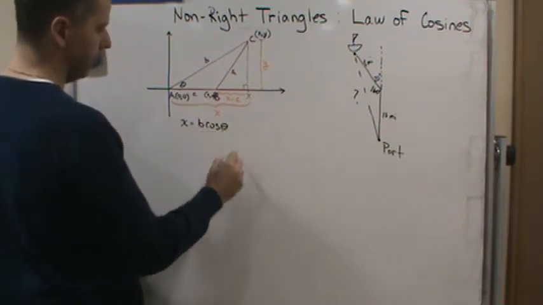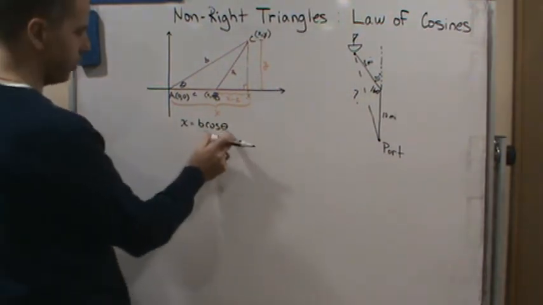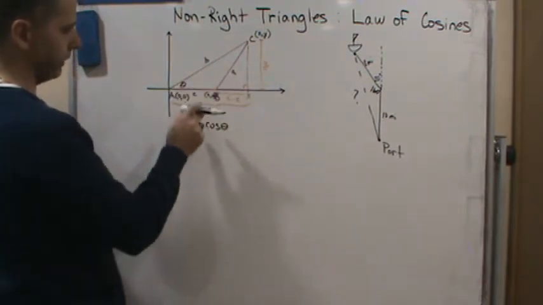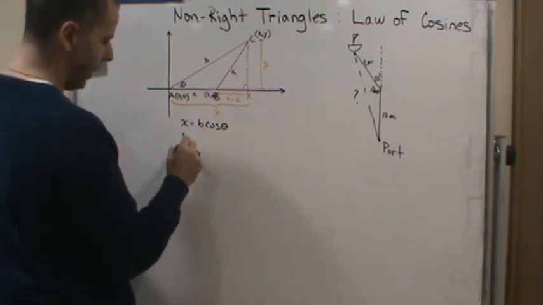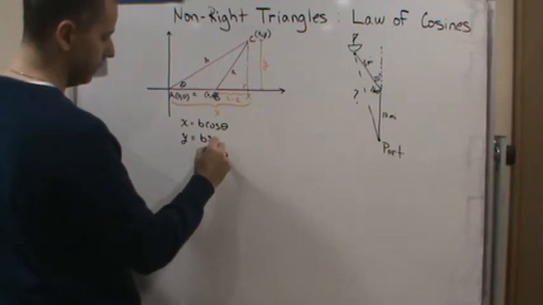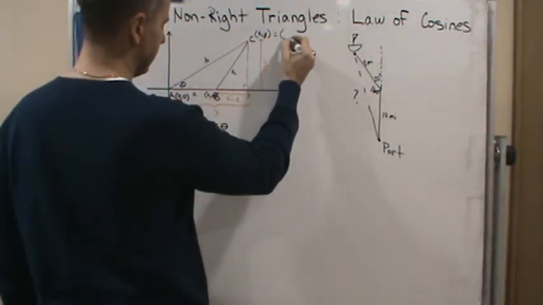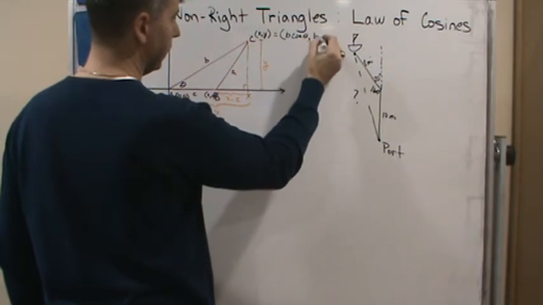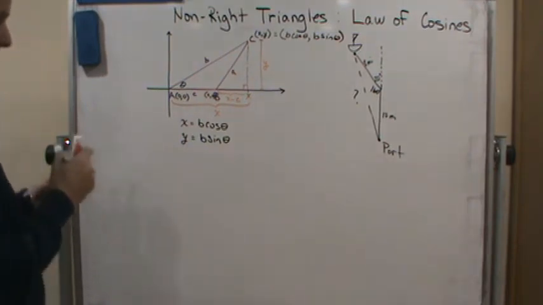Cosine theta, right? Because cosine theta is equal to x divided by b. So by multiplying both sides by b, we get this. And then y is equal to b sine theta. So we can rewrite this as b cosine theta, comma, b sine theta. Okay, so far so good.